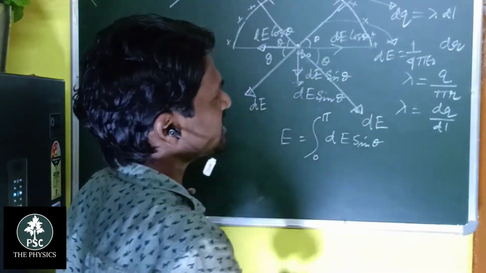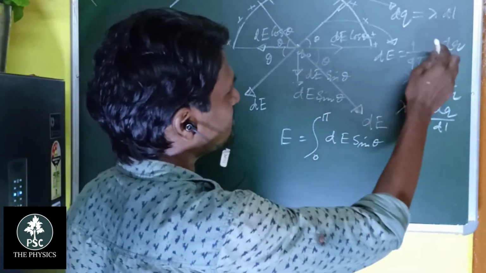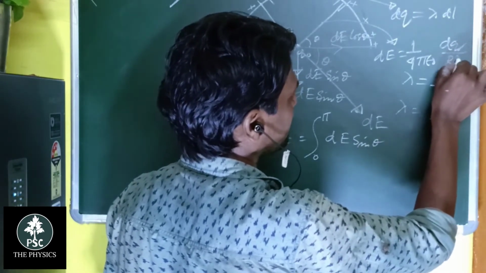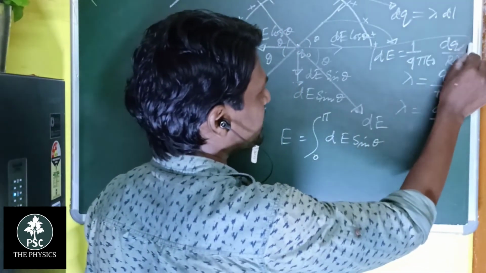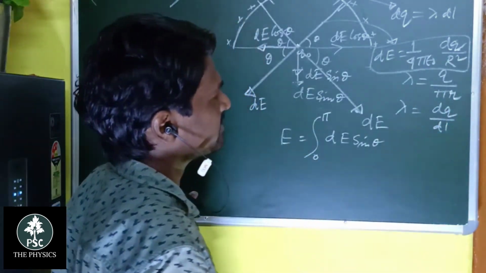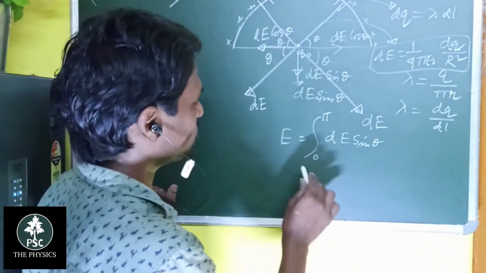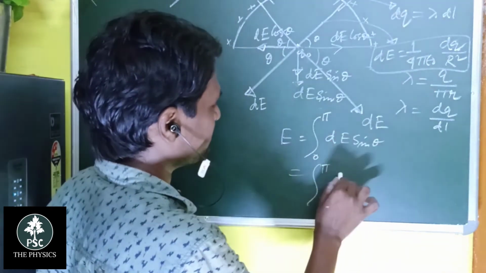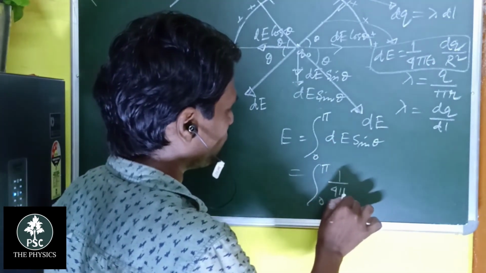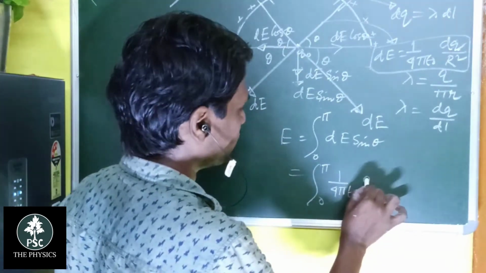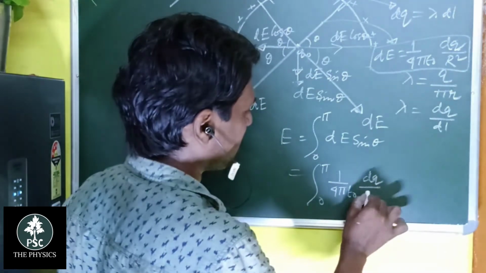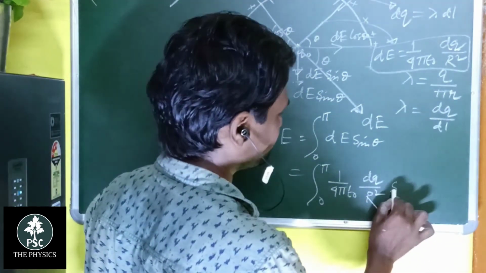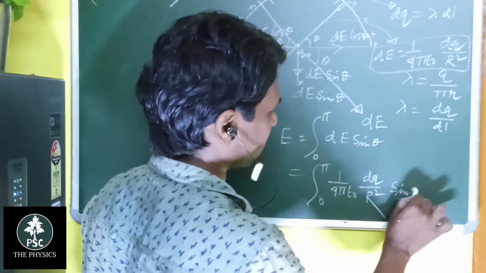dq is the amount of charge, divided by r square, where r is the distance. This is the expression for the electric field due to a point charge. So this is the integration from 0 to pi of dE, meaning 1 by 4 pi epsilon naught into dq by r square, and then sin theta.